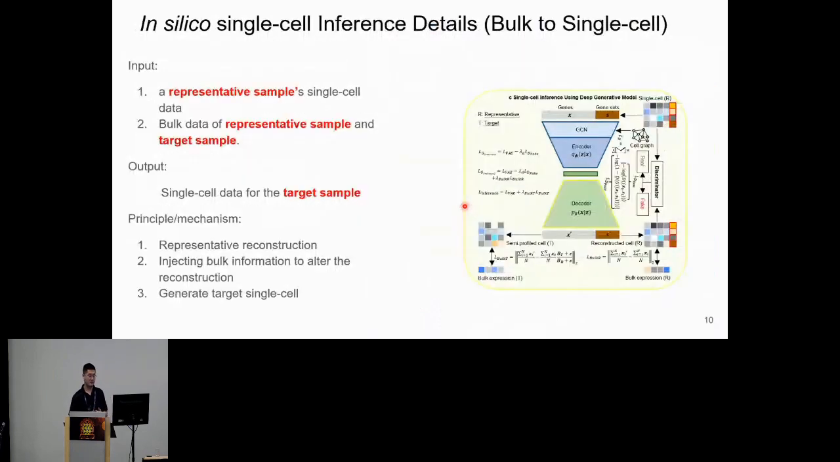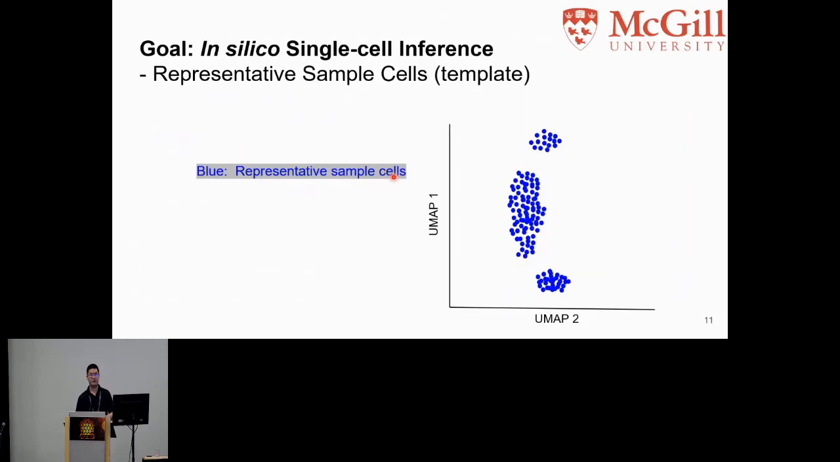Then let's take a closer look at this inference step. So how exactly do we infer the single cell data for the target sample? This is the most important component of our pipeline. Again, the input each time is a representative sample's single cell data and the bulk data of the representative sample and the target sample. And we're trying to output the target sample's single cell data. There are three main steps: reconstruction, then introduce bulk information to alter this reconstruction, and then generate single cell data for the target sample. And here is some visualization to help people better understand what exactly it means.